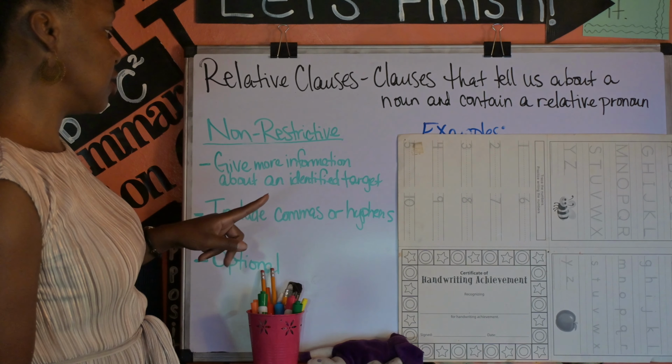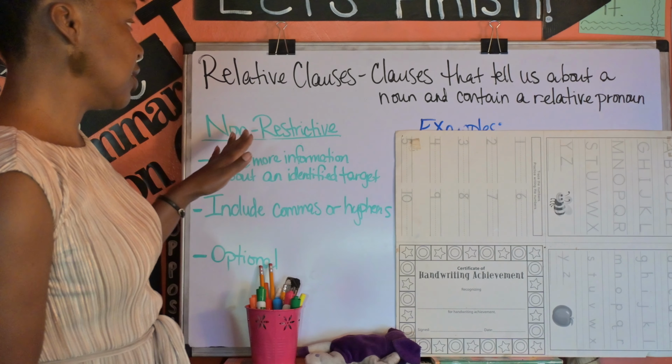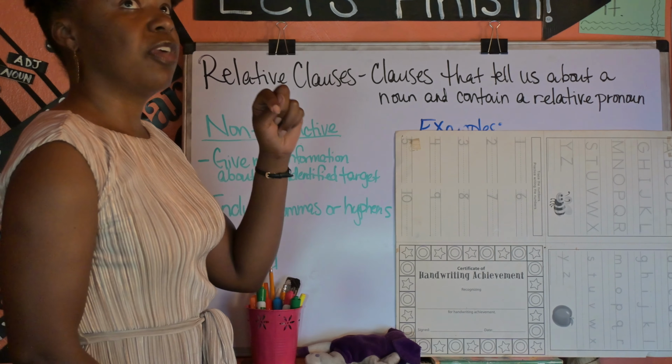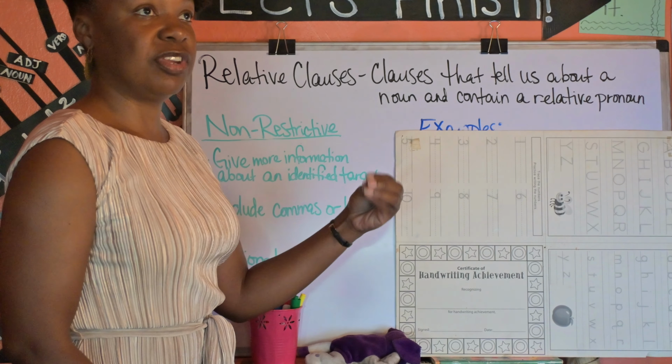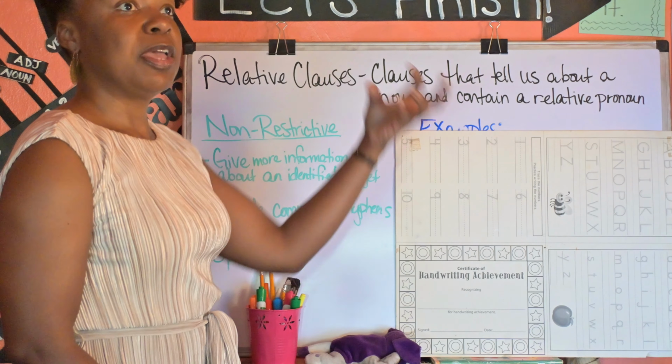So non-restrictive clauses give more information about an identified target, okay? So they're not the same as restrictive clauses where the extra information is intended to help you pick out one from multiple. That's not the case. Remember, with restrictive clauses, say, I want a marker. Which marker? I want the marker that has a green cap, okay? So I want one of multiple for restrictive.